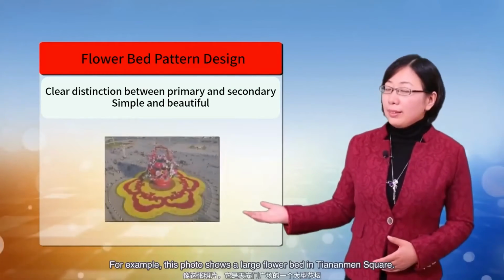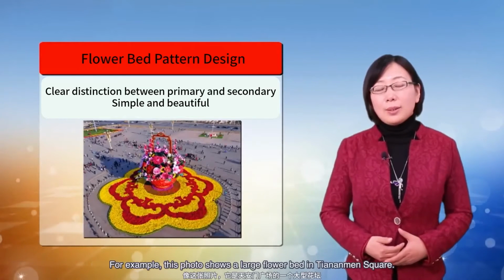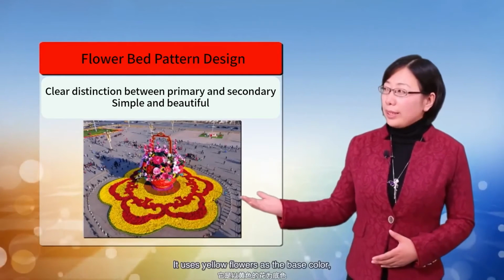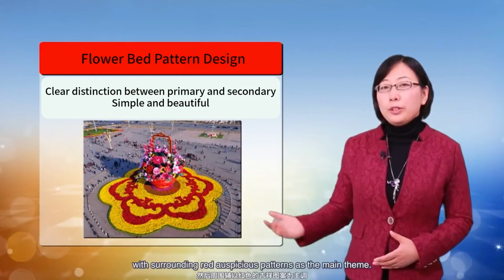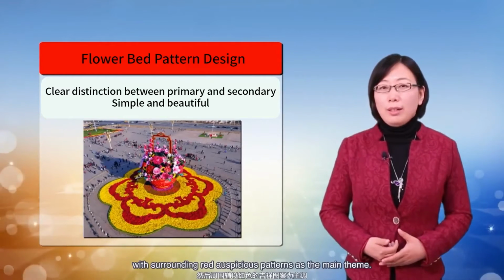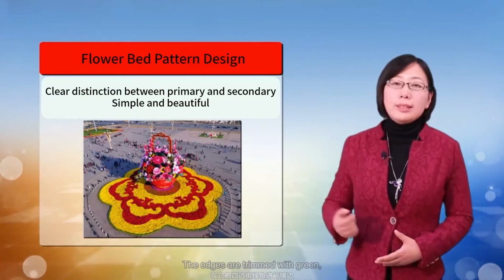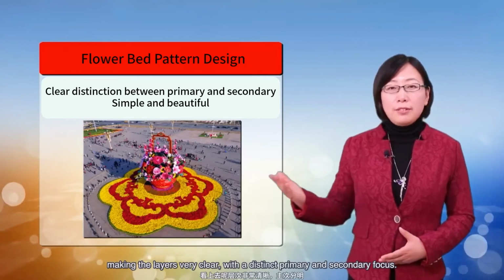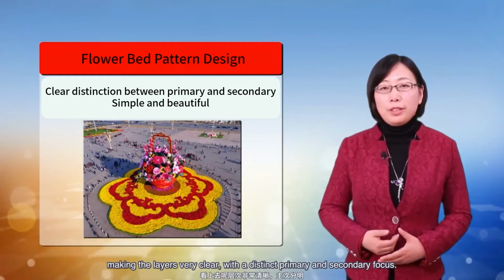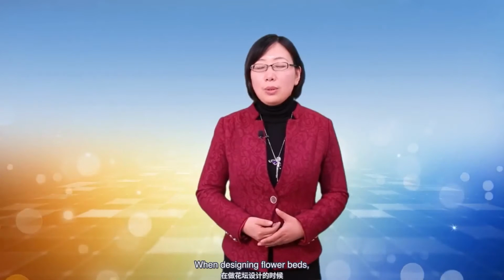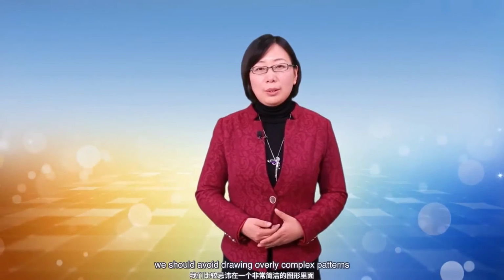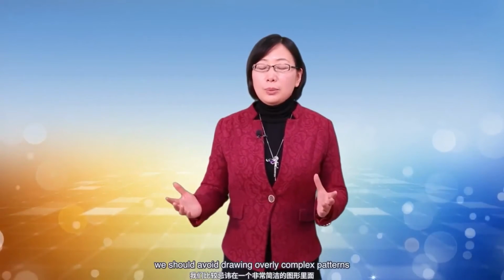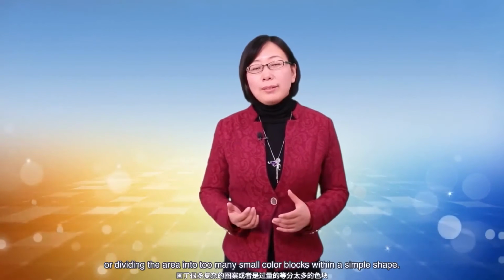For example, this photo shows a large flower bed in Tiananmen Square. It uses yellow flowers as the base color, with surrounding red auspicious patterns as the main theme. The edges are trimmed with green, making the layers very clear, with a distinct primary and secondary focus. It's very beautiful.